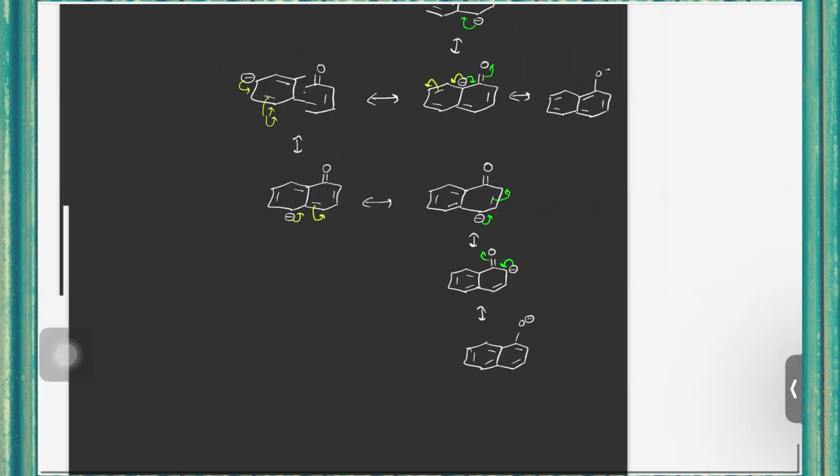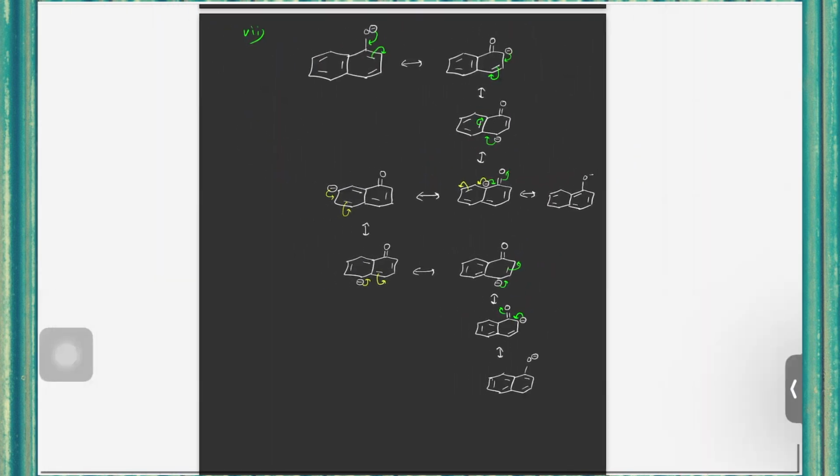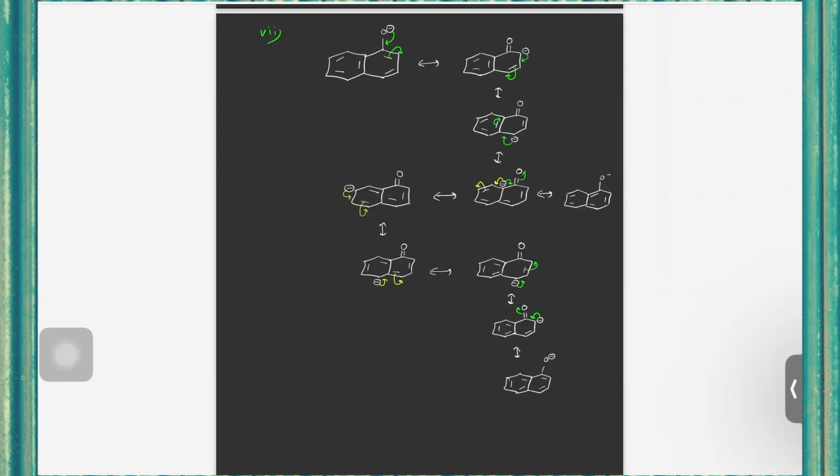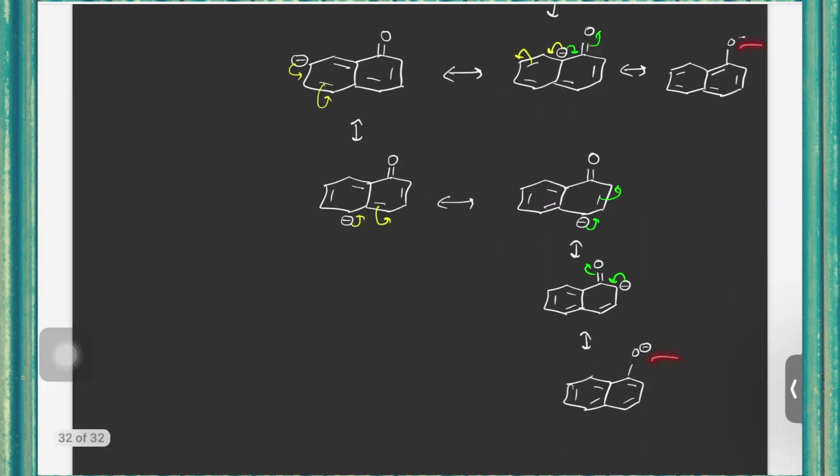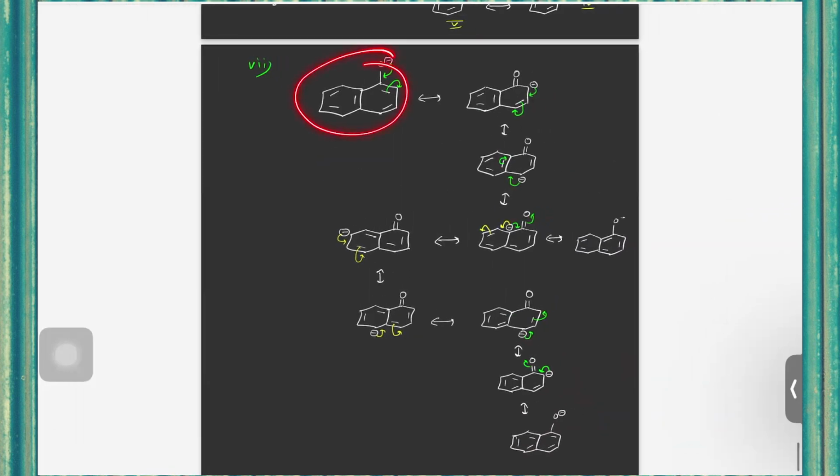You can see none of the RS is completely matching with the other one, right? This one and this one are different, beta. In both cases it is O negative, but the position of the pi electrons is different. And this one is also different. All three are different only, right? So how many have we found? 1 2 3 4 5 6 7 8 9 10.